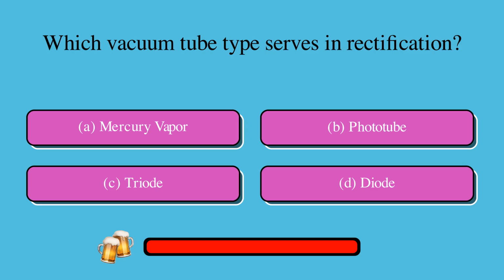Which vacuum tube type serves in rectification? Is it A, mercury vapor, B, phototube, C, triode, or D, diode? The correct answer is diode.